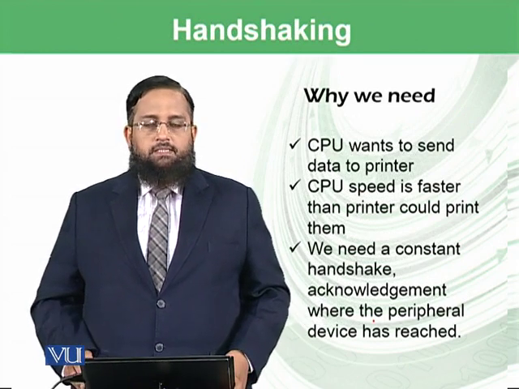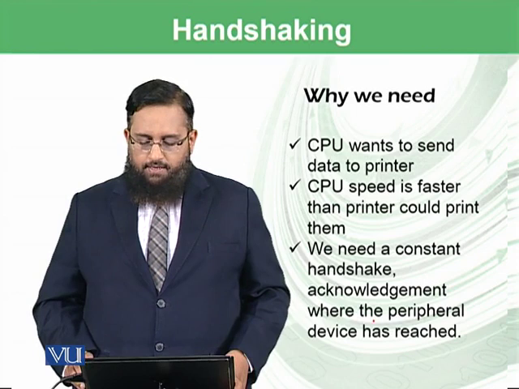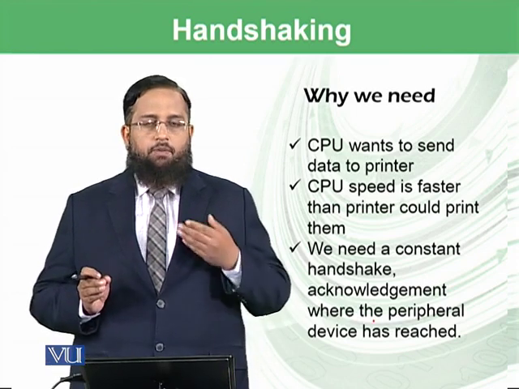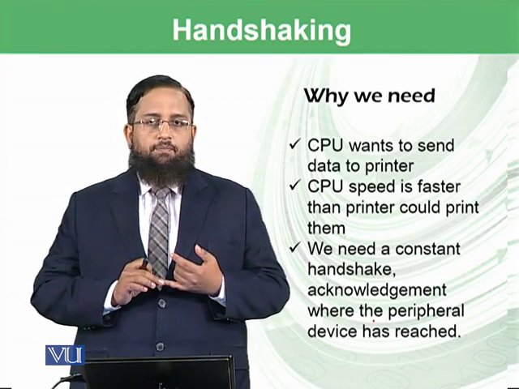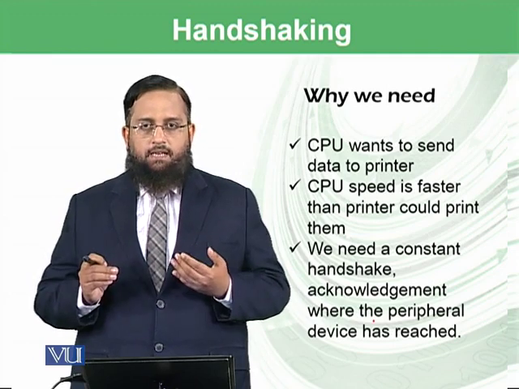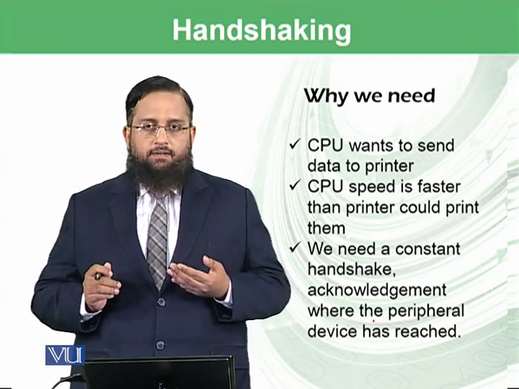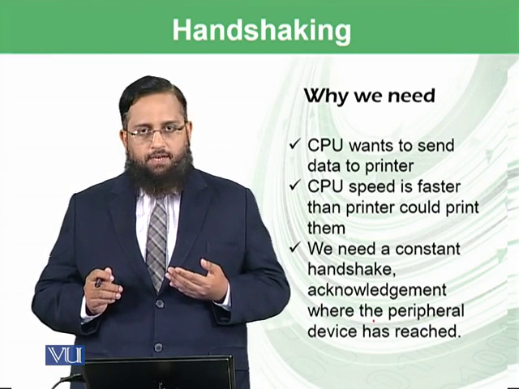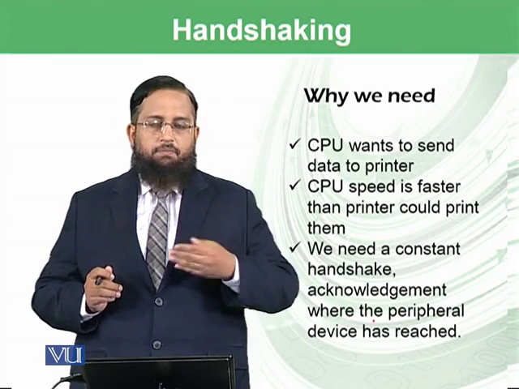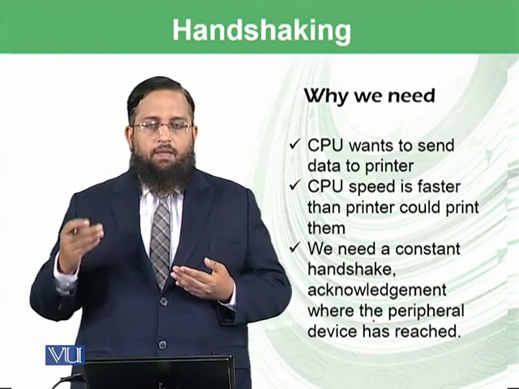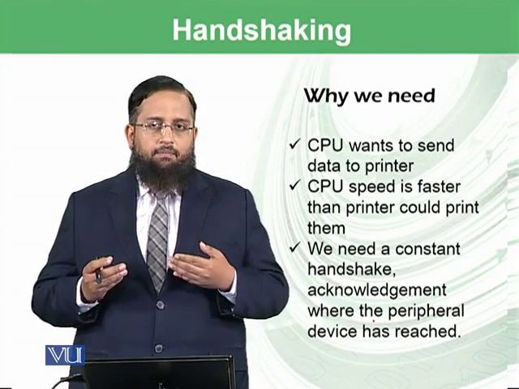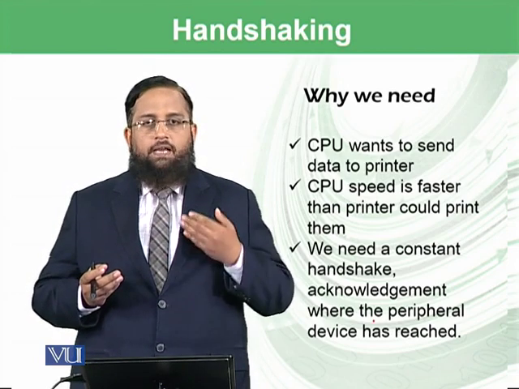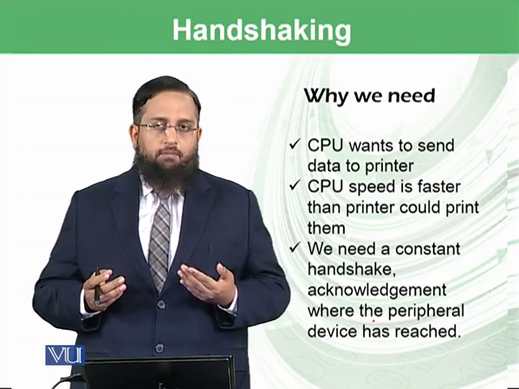So the next topic is handshaking. You know that the CPU wants to send data to the printer. As we have mentioned, the speed of the CPU is very efficient. It can process billions of instructions in 1 second. However, the speed of printing by the printer is not so efficient. So if the CPU keeps sending data and the printer is not able to print that data at the same speed, it would not be able to do it anyway. So in such a situation, we will have a problem.